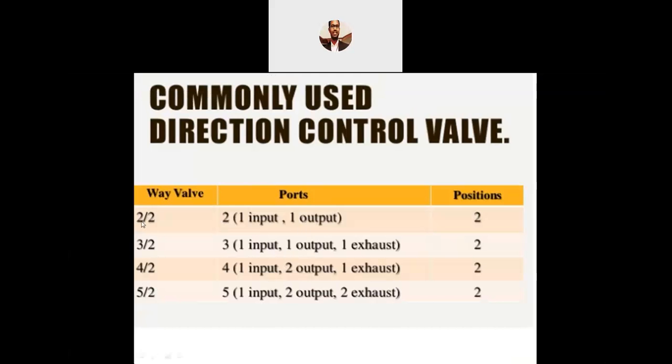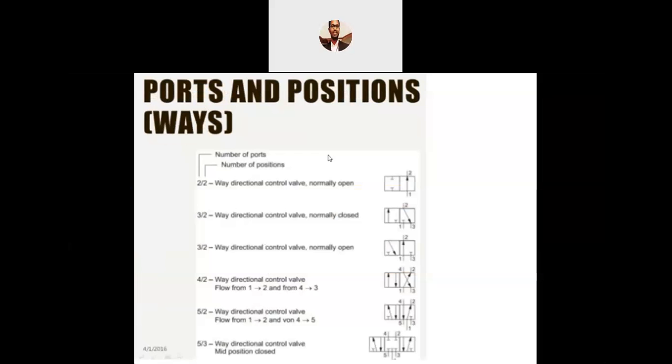Commonly used direction control valves are two position, two ports; two position, three ports; two position, four ports; and two position, five ports. With three ports, one input, one output and one exhaust. Four ports is two outputs. Five will be two exhausts, two outputs and one input. This is an important one. So this is what we call ports. Number of ports will be there. Okay. Ports and position, ways.